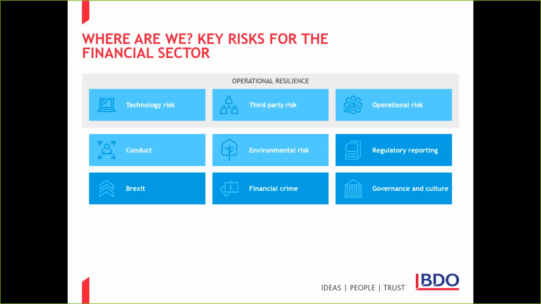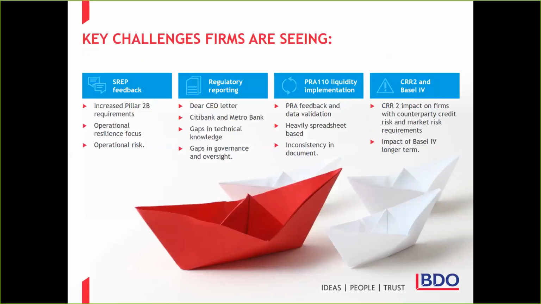But I will touch on governance and culture, because that's something we see with pretty much every risk that a bank or a building society is exposed to. The regulator will focus on the governance and culture aspect. So that's the overview of the risks, and the way those challenges are transforming into firms' agenda. I've highlighted 3 or 4 key aspects.